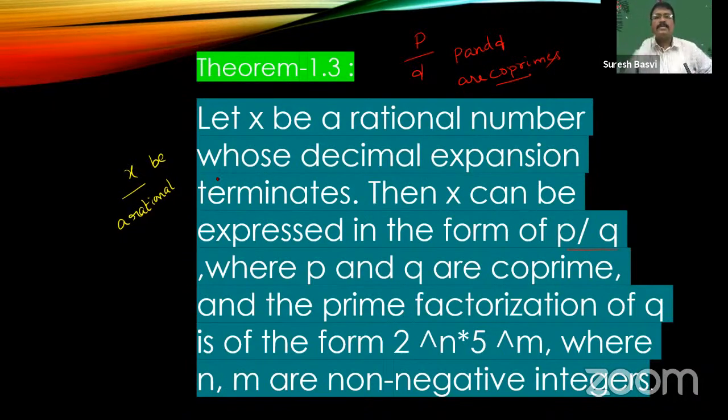So let x be a rational number whose decimal expansion terminates. Then x can be expressed in the form of p by q, where p and q are co-primes. So 2 by 7, are they co-primes? Yes. Next, 25 by 26, are they co-primes? Yes. They have no common factors. That's why we can say that they are co-primes.